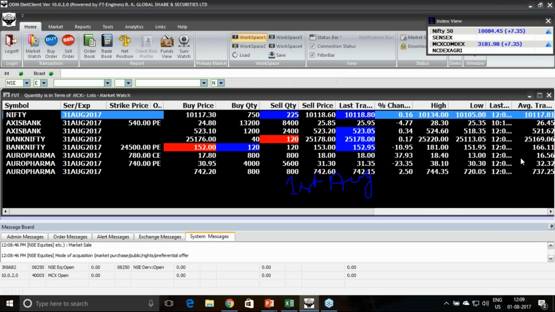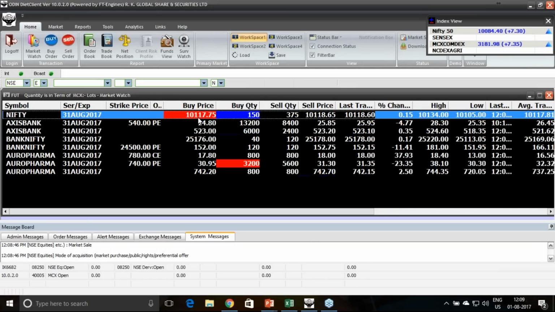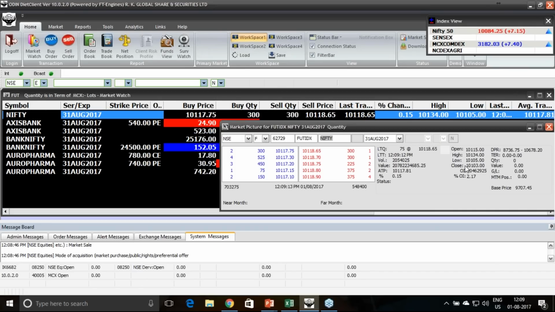Now let me go back to the 1st August data. This is what happened today. I am recording it on the 1st August. Previously, 10,103 is the price it closed at, which we have taken as a reference. Today it has opened at 10,115, with a high of 10,134. Currently it is at 10,118. This is today's action.